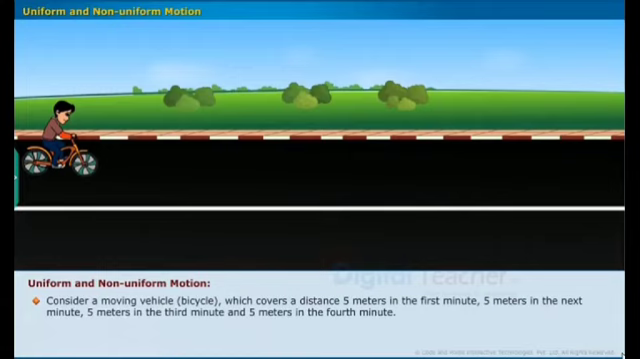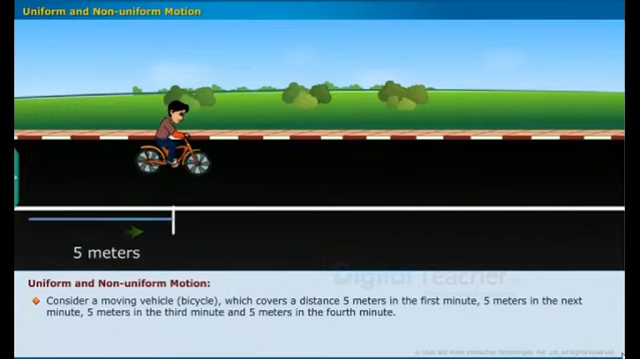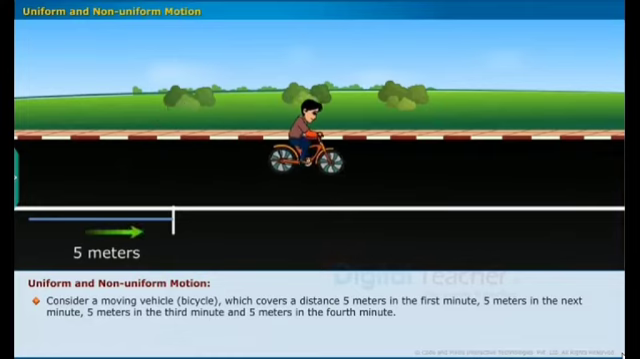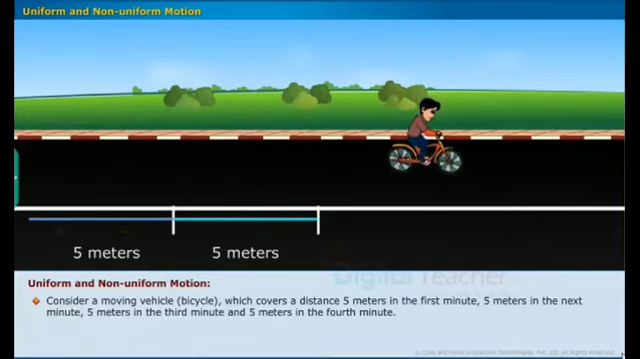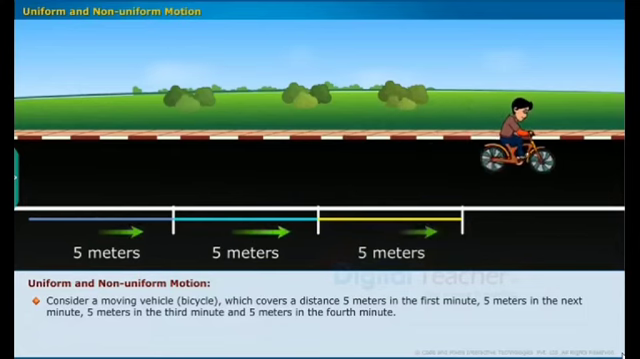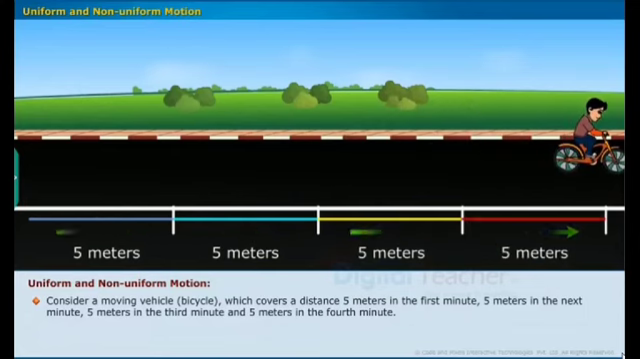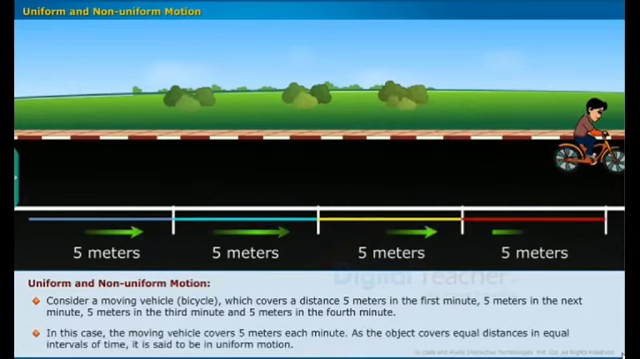Consider a moving vehicle or bicycle which covers a distance of 5 meters in the first minute, 5 meters in the next minute, 5 meters in the third minute, and 5 meters in the fourth minute. In this case, the moving vehicle covers 5 meters each minute. As the object covers equal distances in equal intervals of time, it is said to be in uniform motion.